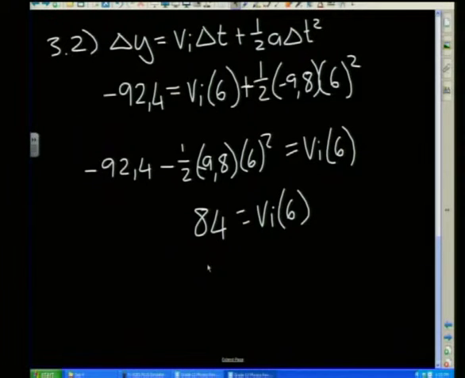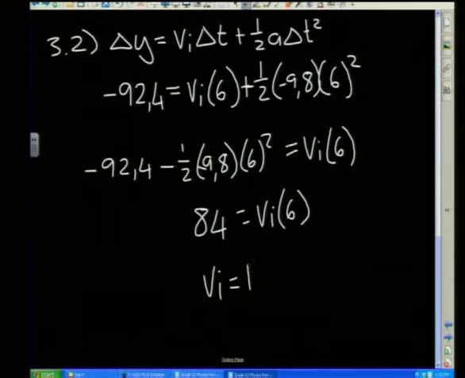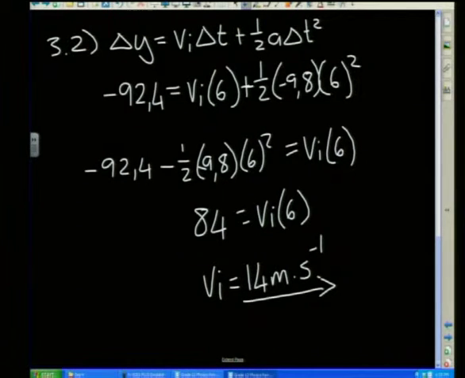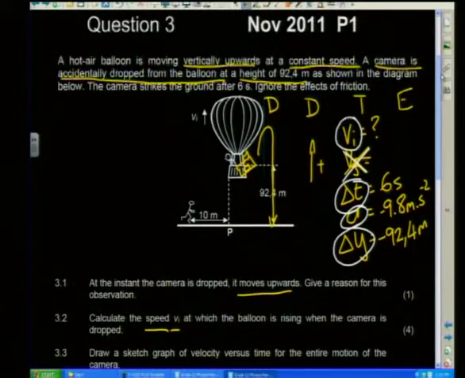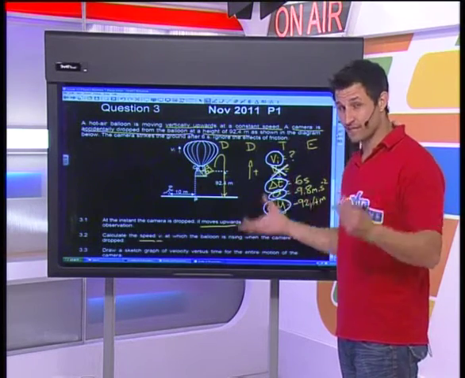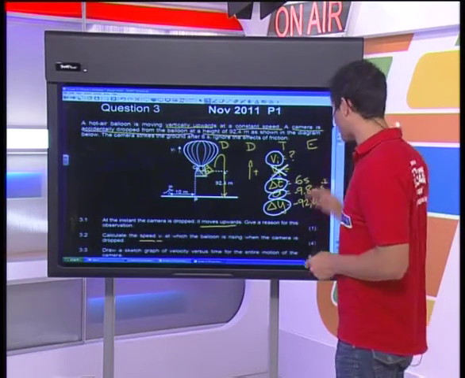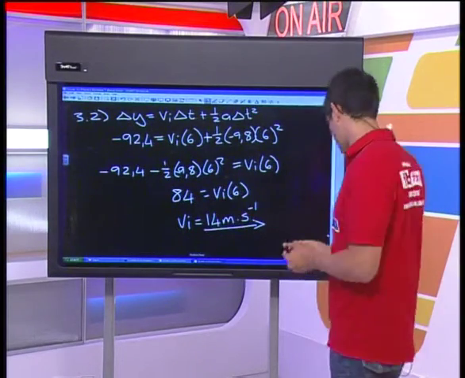So I get a V initial of 14 meters per second. Now, at the end of every physics calculation, I must check to see if what I found actually matches what I expected. Well, I know, for instance, that the initial velocity of this balloon with the camera was upwards. Well, that means that the V initial must have been a positive number. Was it? Absolutely. It definitely was a positive number.